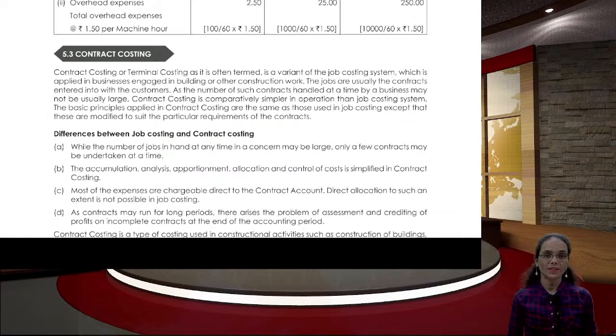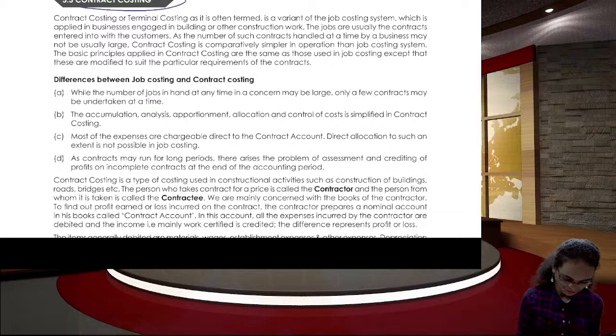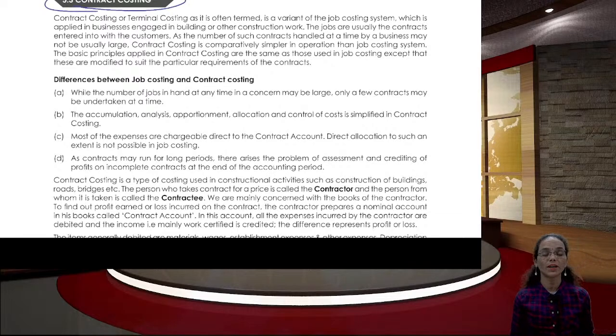If you pay attention and stay with me for at least 2 hours, then this chapter will be finished. So this is a super quick revision. The topic name is contract costing. Sometimes you get a question from contract costing for 8 marks, so you should not leave this topic.